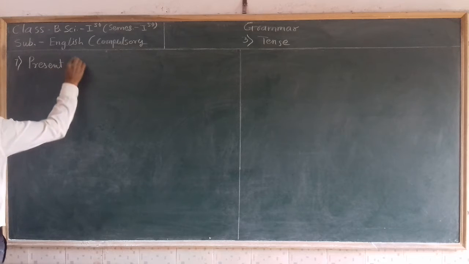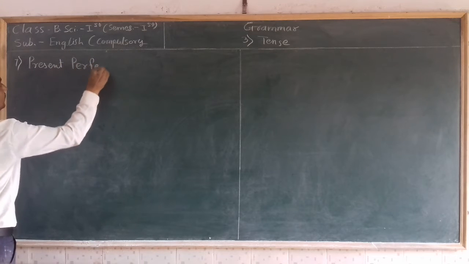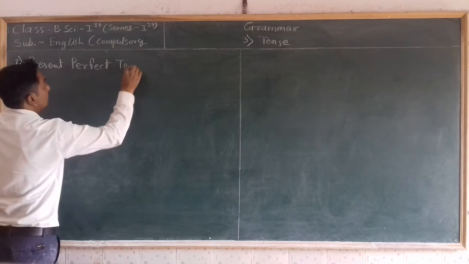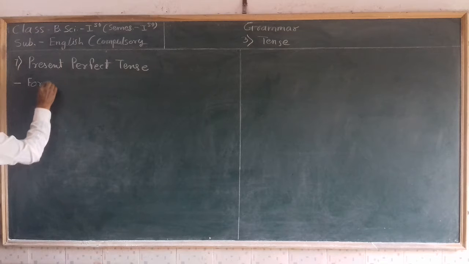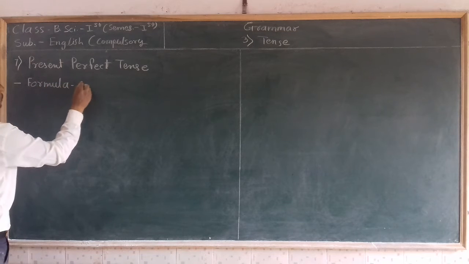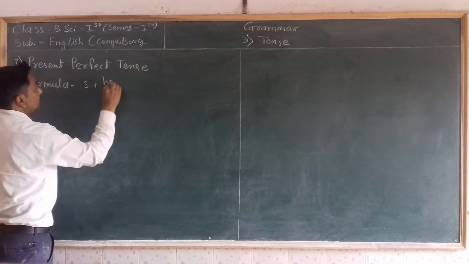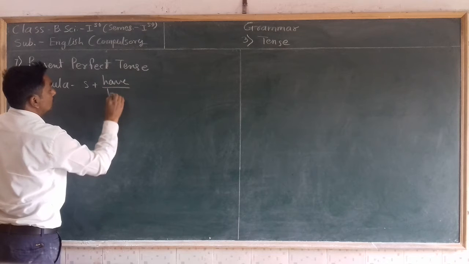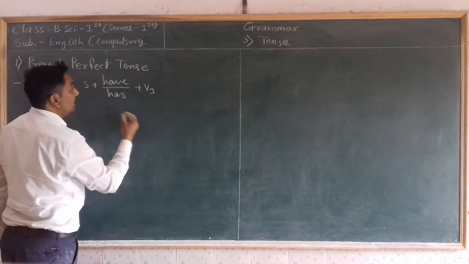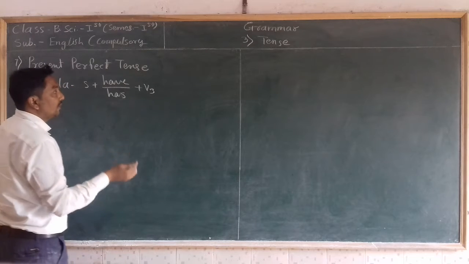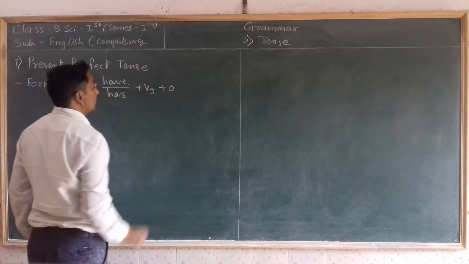Present perfect tense, and the formula of this tense is subject plus have or has plus V3, it means past participle of the verb, and object.